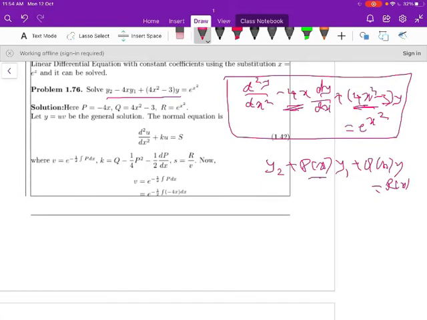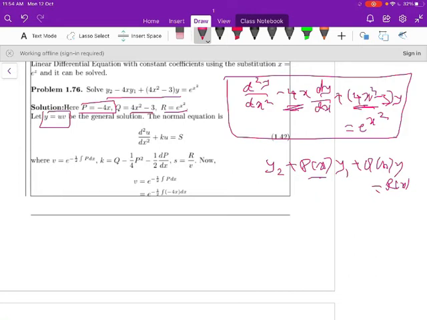So the form is y double dash, or y2, plus p(x) y1 plus q(x) y is equal to r(x), where p(x) is equal to minus 4x, which I have written here, q(x) is equal to 4x² minus 3, and r(x) is equal to e^(x²). If I use the normal form method, one should take the general solution y is equal to uv as the general solution of our given differential equation.